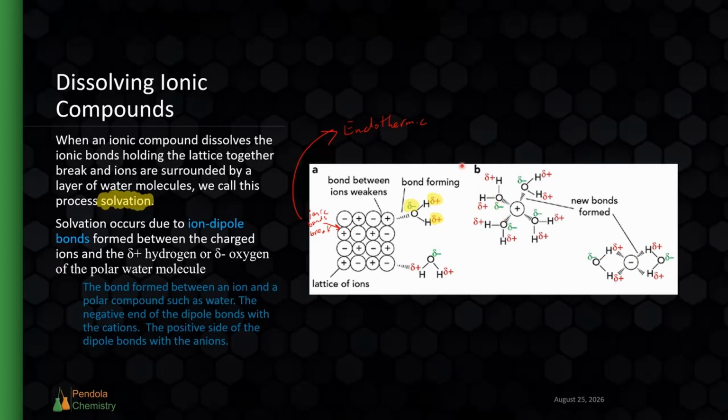Just like intermolecular forces or bonds are magnetic attractions, this attraction between a pole of water, so the partial negative oxygen to a positive ion, or the partial positive hydrogen to the negative ion, are forces of attraction. Those forces of attraction are called ion-dipole bonds. As you probably remember from AICE chemistry, when a bond is formed, or when an intermolecular force or any kind of force of attraction is formed, energy is released. Bond formation is exothermic.